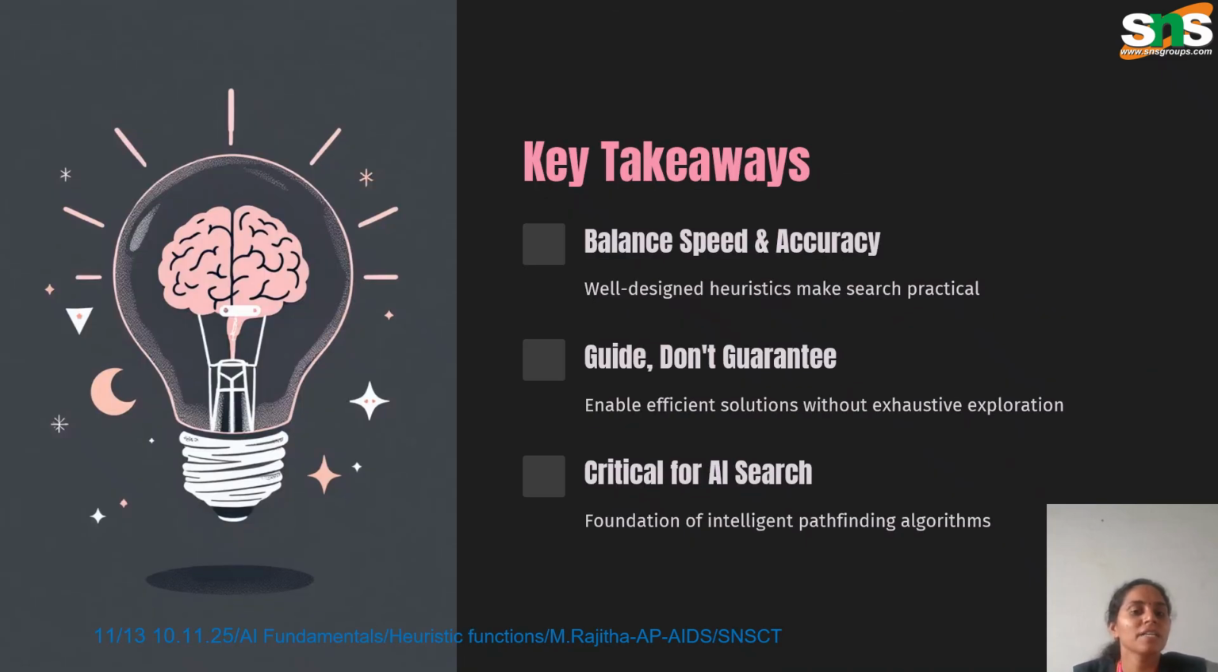The key takeaways: heuristics help balance speed and accuracy. They make AI search more practical. They guide the algorithm toward the goal but don't guarantee perfection. They are essential in AI problem solving, path finding, and decision making. Without heuristics, many AI systems would take too long to find solutions.